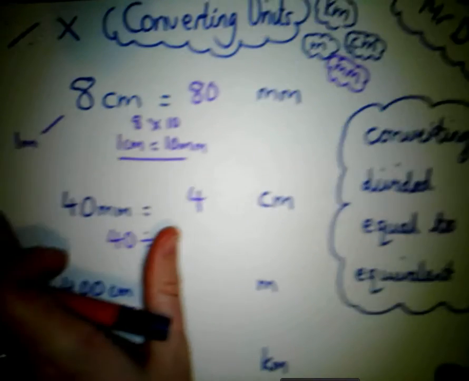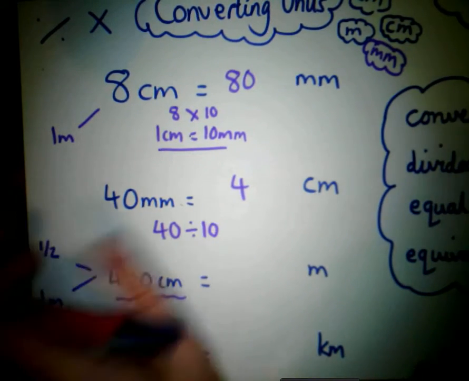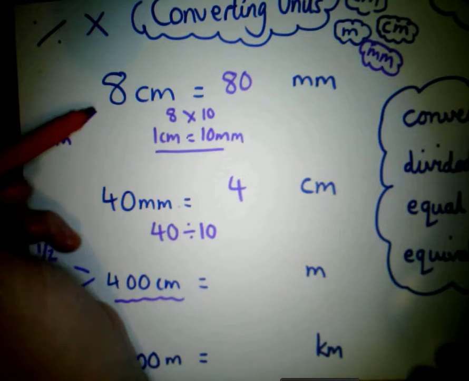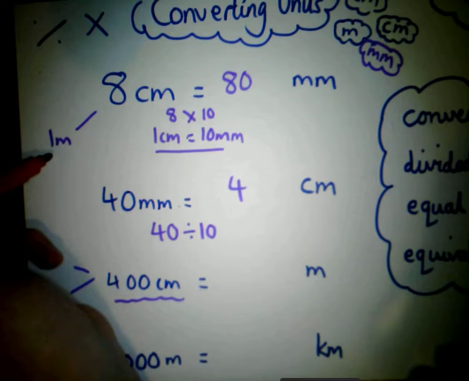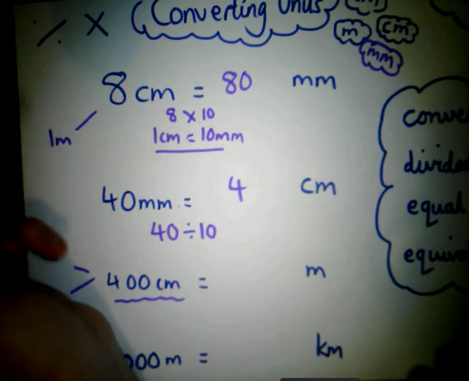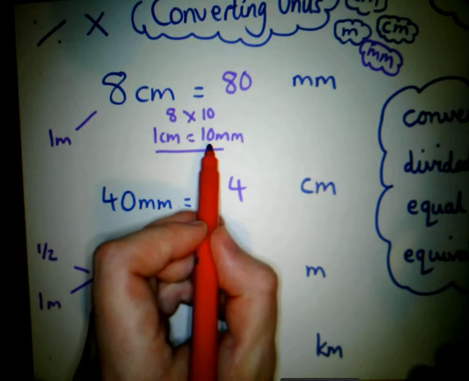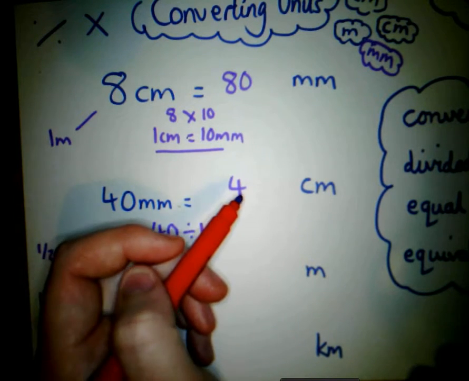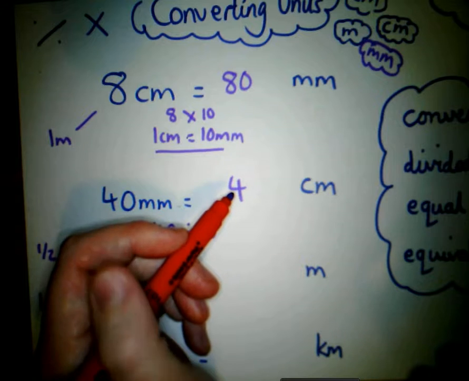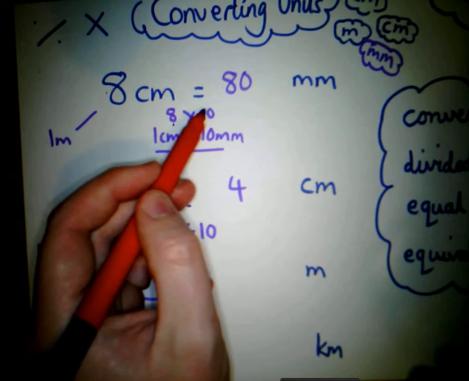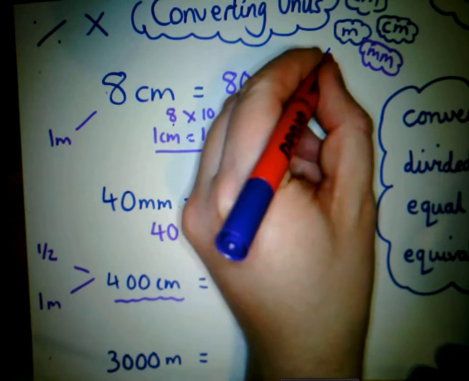So let's get started. Now, I've done the first few to start you off. Let's have a little look at what we've done. So, I know 8 centimetres is definitely less than a metre. So in my head, I know it's quite small. Now, I know this fact. I know that in 1 centimetre there are 10 millimetres. So to solve this problem, all I simply do is 8 centimetres times by 10 gives me 80 millimetres.